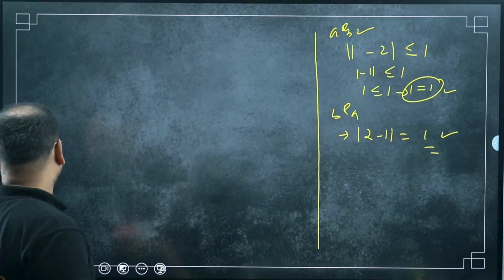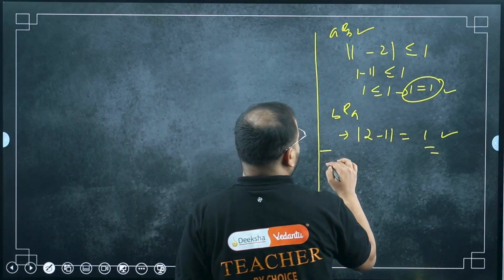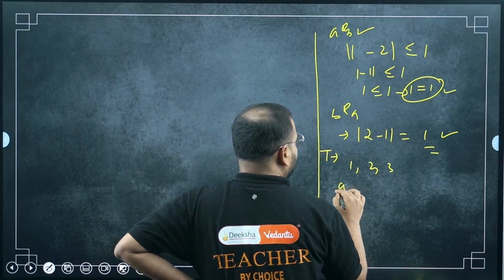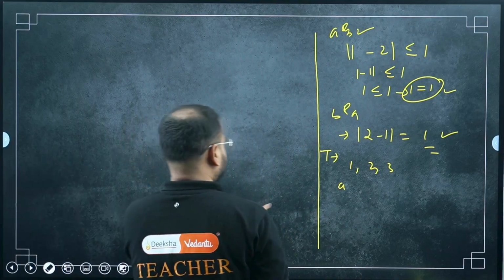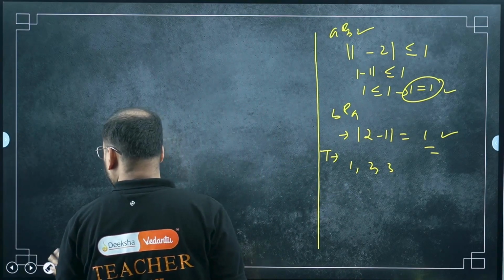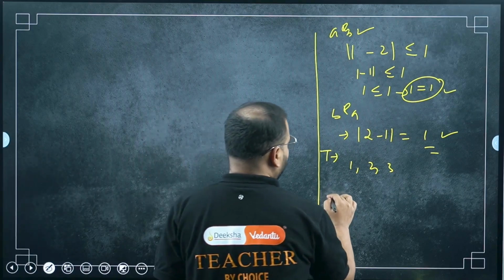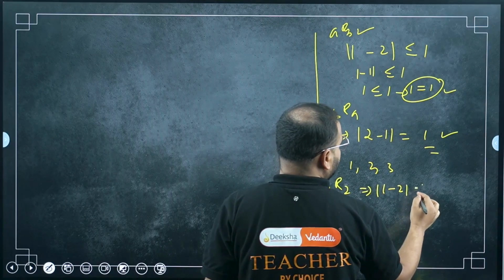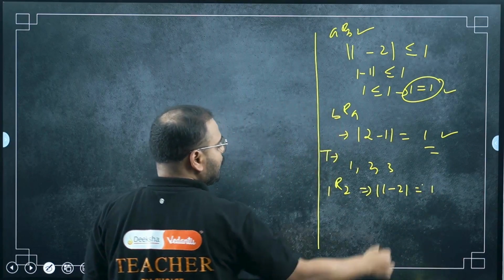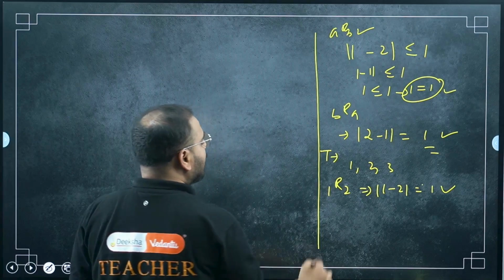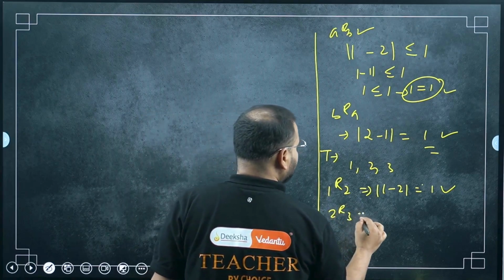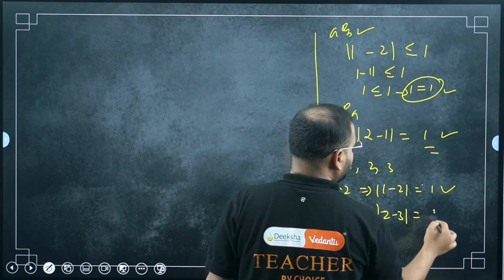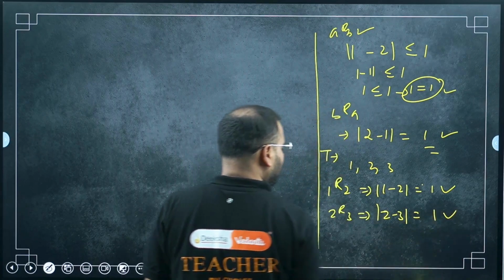Let's check transitive. So for transitive, what can we do? Let's take 1, 2, 3. If I'm writing 1 R 2, what is it? 1 minus 2 mod is equal to 1 only, so it is valid. 1 R 2 is valid, 1 is less than or equal to 1. What about 2 R 3? 2 R 3 is also valid. 2 minus 3 mod is nothing but 1 only. That's right.